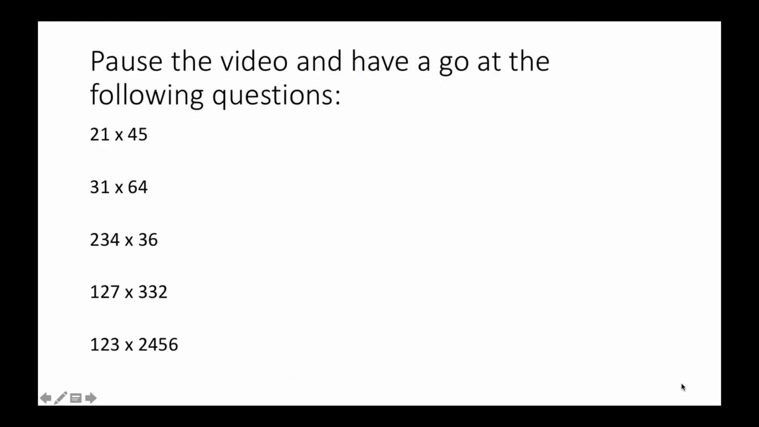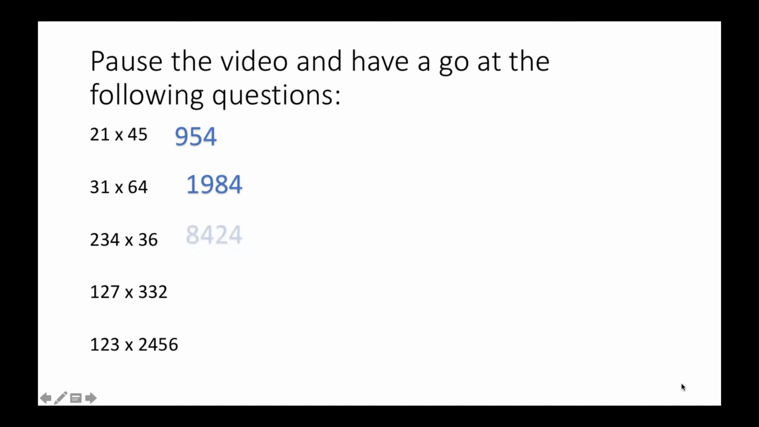Here's a few questions for you to have a go at. Pause the video and I will go through the answers. Okay, so if you've paused the video, here are the answers. 21 times 45 is 954. 31 times 64 is 1,984.